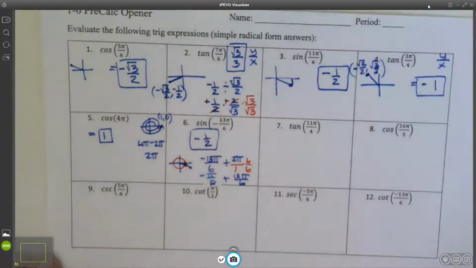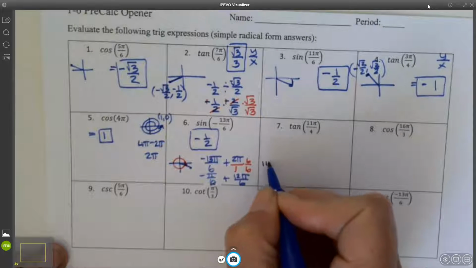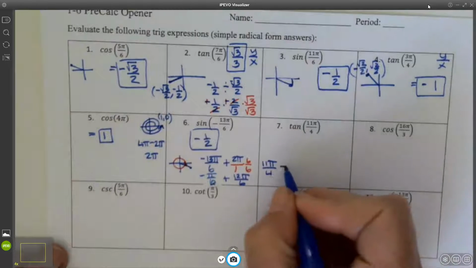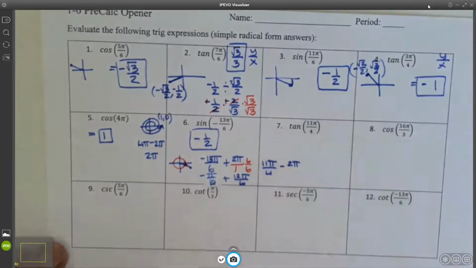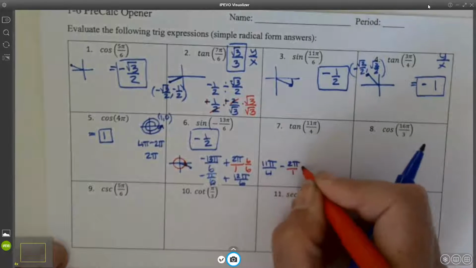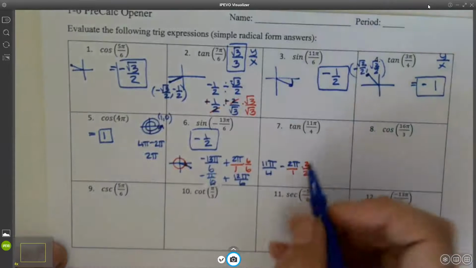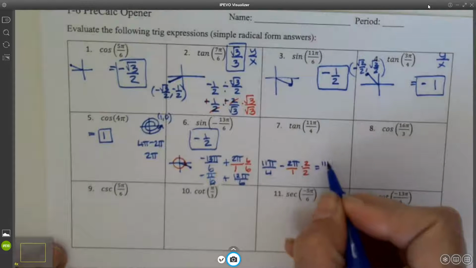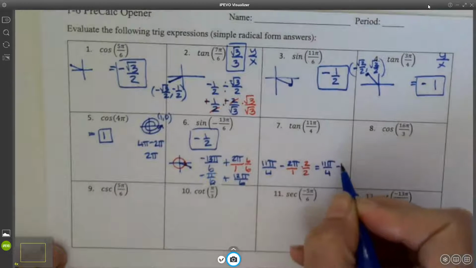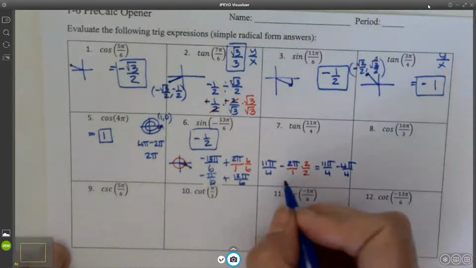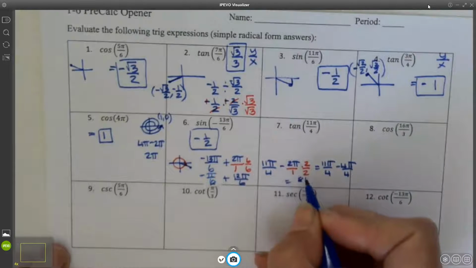Tangent of 11 pi over 4. 11 pi over 4 is more than 2 pi. So I'm going to do the same thing I did in number 5, and I'm going to subtract 2 pi. I'm going to get a common denominator here and multiply by 2 times 2. So this is going to be 11 pi over 4 minus 8 pi over 4. When I do that, I'm going to get 3 pi over 4.